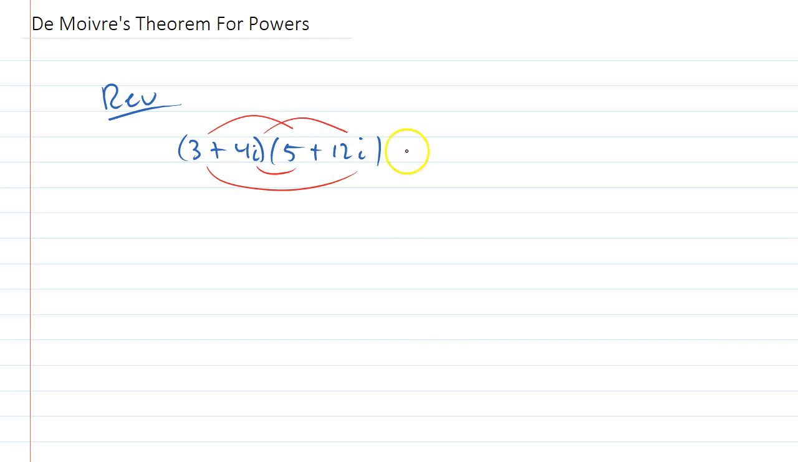So, a quick review from yesterday. Let's say we had two complex numbers, 3 plus 4i and 5 plus 12i. If we multiply those, what we traditionally would do is FOIL those out. So, I would FOIL these, get 15, plus 36i, plus 20i, and then 48i squared.